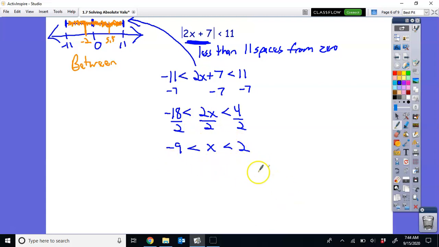So what this means, this answer down here, is that if I pick any number between -9 and 2, let's say like 0, and I plug in 0 up here into my original inequality, it works. So these numbers will give me numbers that are less than 11 spaces when I plug them in for x. That's the whole point of solving.